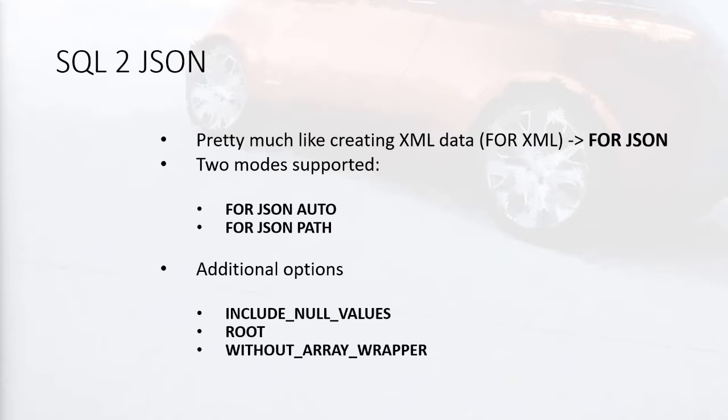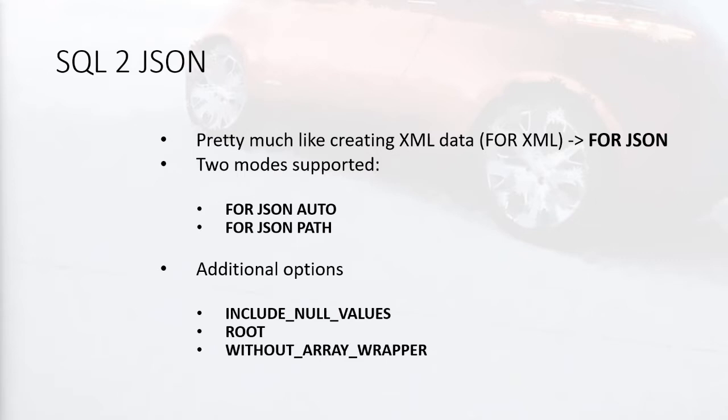The FOR JSON AUTO output will be formatted automatically by the SQL Server engine. And for FOR JSON PATH, the output will be formatted by the query itself. And so you can actually use aliases and you can create more complex outputs with that. Also, you have three options. The first one is INCLUDE_NULL_VALUES, because normally the null values are not mapped to JSON property, so the property is ignored. But with INCLUDE_NULL_VALUES, the null value will be included.